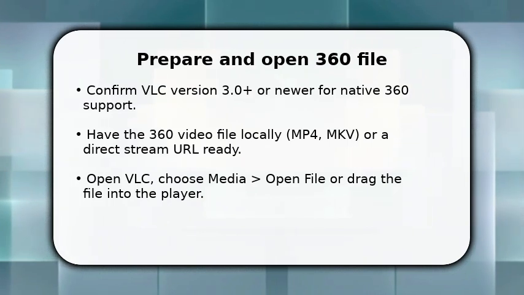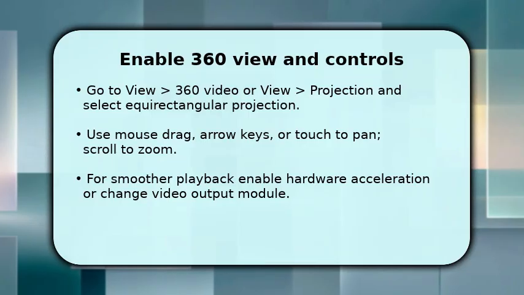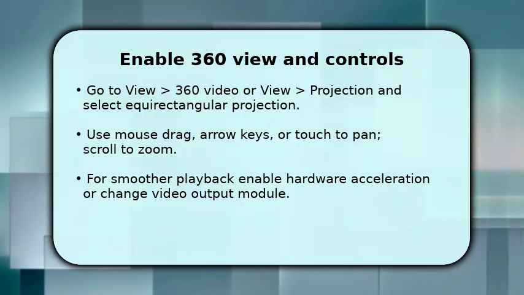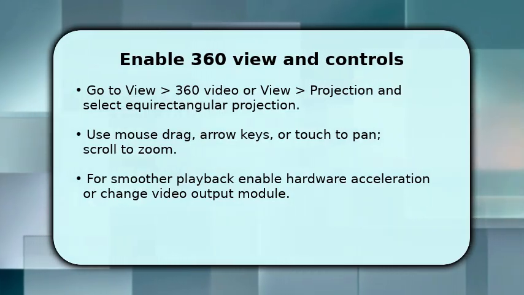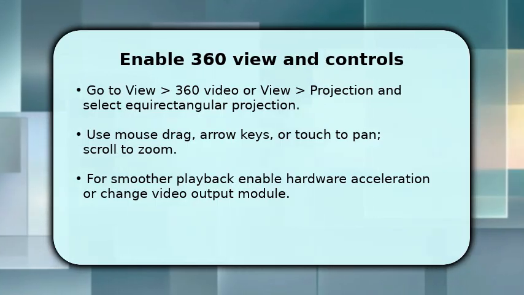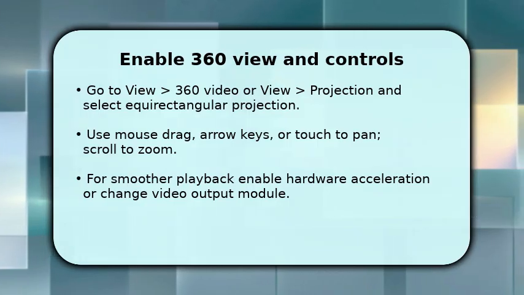time on peripheral settings. Once the file plays, enable the 360 projection so VLC maps the spherical video correctly. Find View and pick the 360 video or projection option, then select equirectangular for most sphere footage. You can now click and drag to look around, use arrow keys for small adjustments, and scroll to zoom.